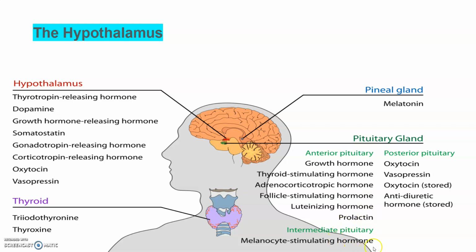Another is melanocyte stimulating hormone. Now MSH acts on melanocytes, or melanin containing cells, which regulate the pigmentation of the skin.